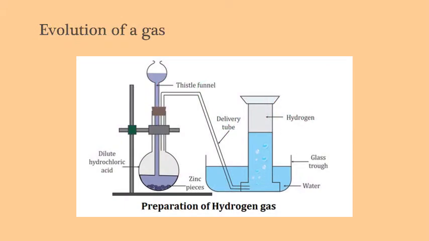Let's start with the first characteristic, which is evolution of a gas. For example, when zinc granules react with dilute hydrochloric acid, then zinc chloride and bubbles of hydrogen gas are produced. So hydrogen gas is evolved in this reaction.